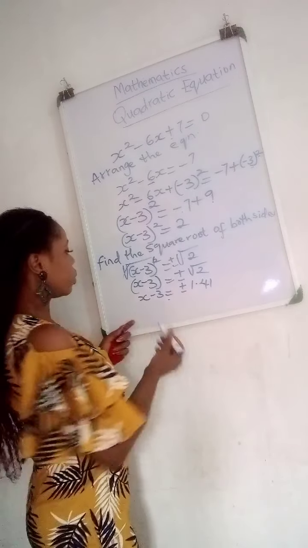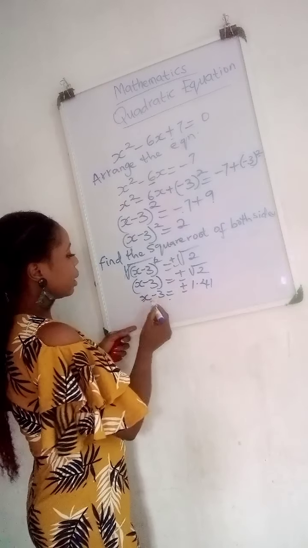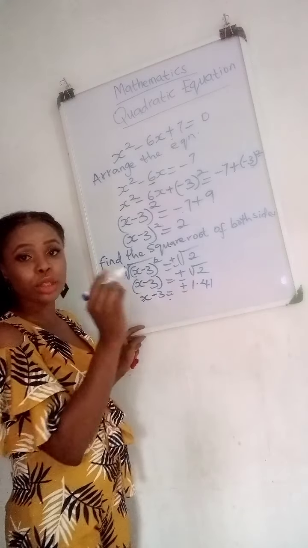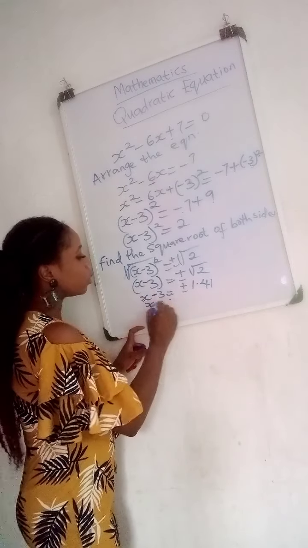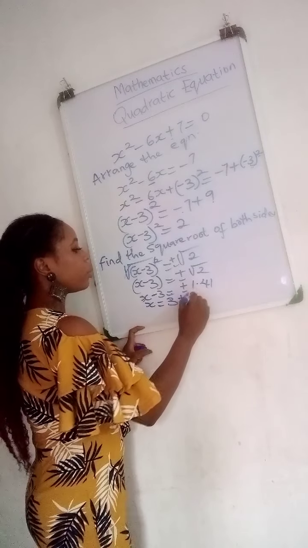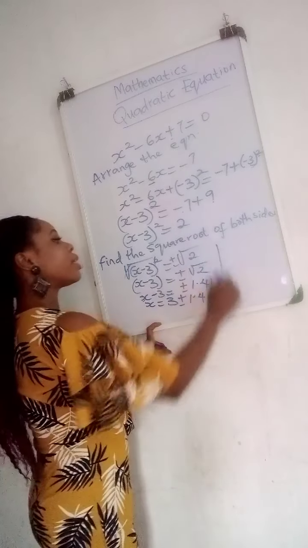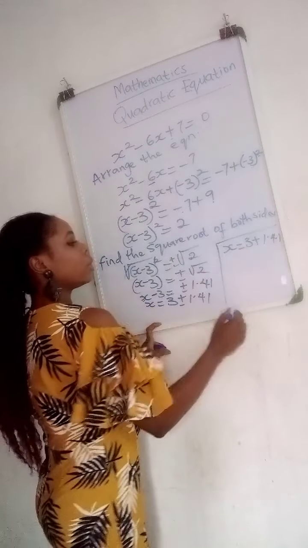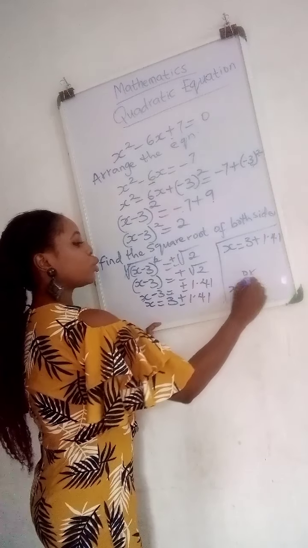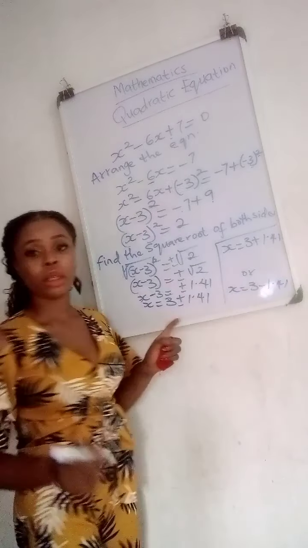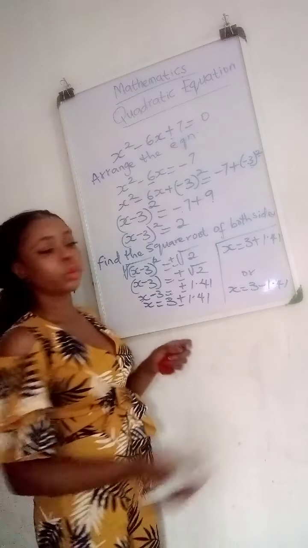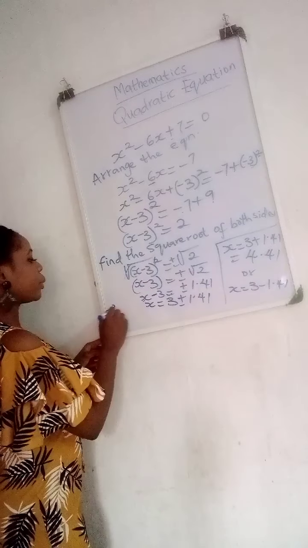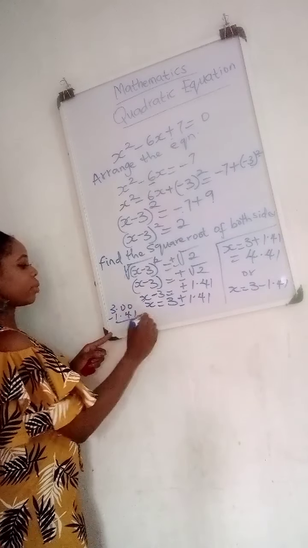Now to get x, we'll make x the subject of the formula by taking this minus 3 and crossing the equality sign, changing it to plus 3. So this will be x equal to 3 plus or minus 1.41. So you're actually saying that x is equal to 3 plus 1.41, or x equal to 3 minus 1.41. Okay, 3 plus 1.41 will give you 4.41.